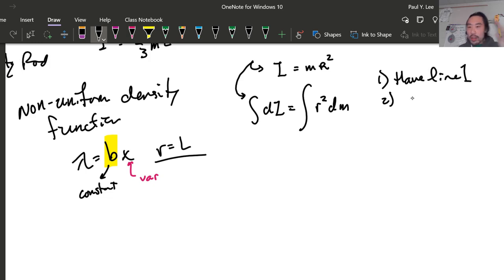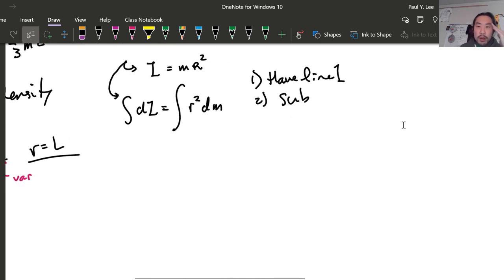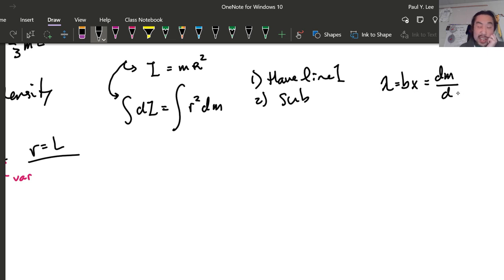Okay, step 2, sub, right? You got to perform your substitution. I always like to do my substitution work off on the side, so I'll do that over here, right? So we know that lambda is equal to bx, but we also know that lambda is also equal to dm over, well, here they use x, so I'll just keep on using x, so dm over dx, right? So mass over length. Okay, and so from here, we need to figure out what I can substitute in to create my substitution that can go into that formula.